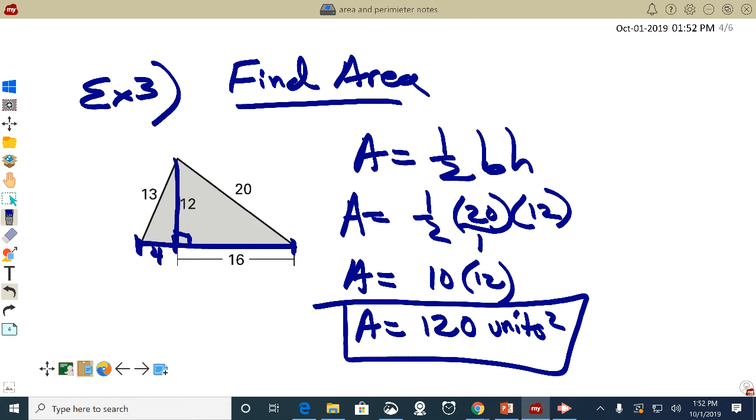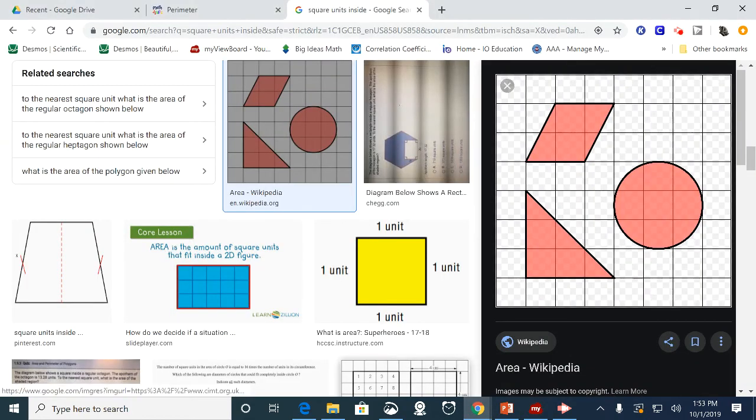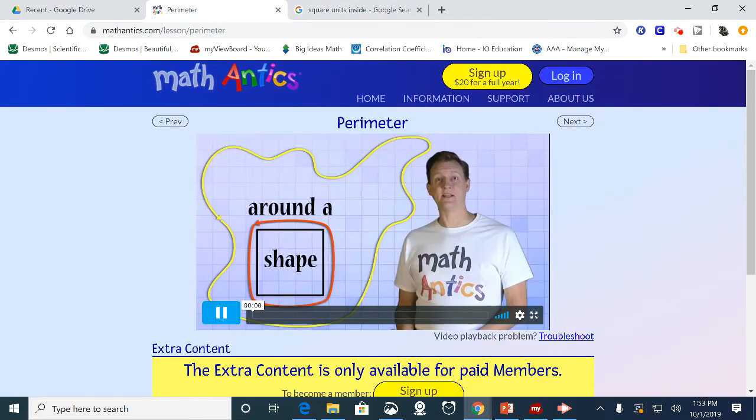So that's how many units fit inside the triangle, just like we did on warm-up, but the squares that fit inside. Perimeter, though, on the other hand, I want you to think of this when we do perimeter. Watch.